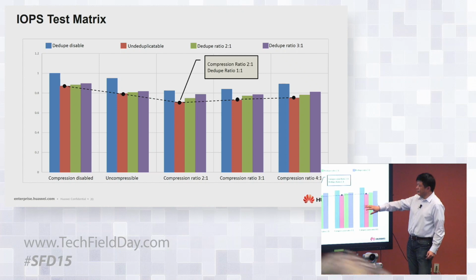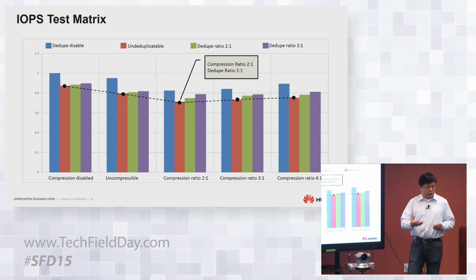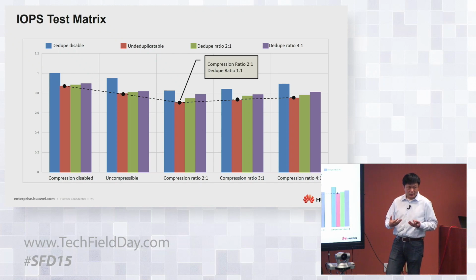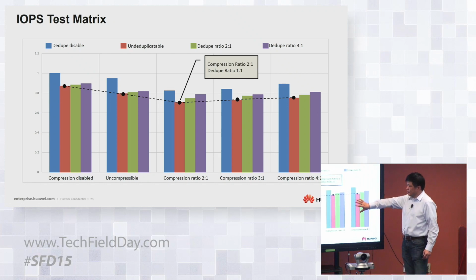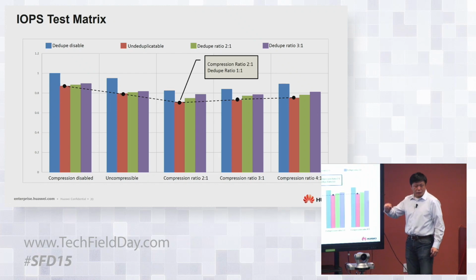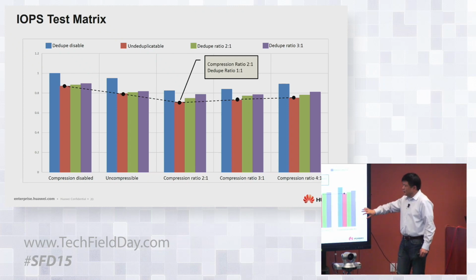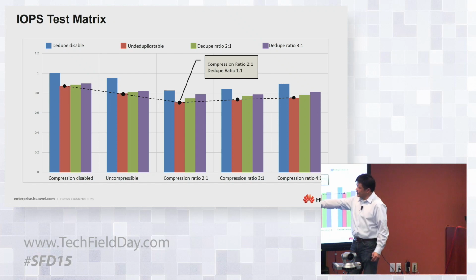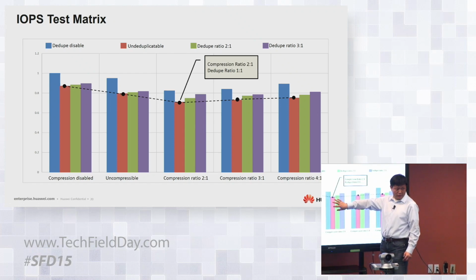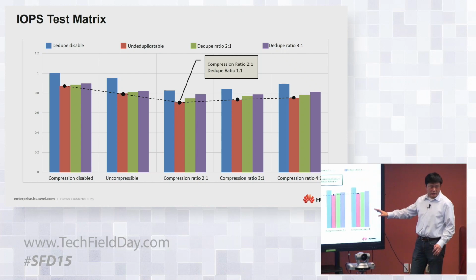Within each column group, we have different bars. The first bar, the blue bar, means we disable the dedupe. Regardless of the dedupe ratio of the input data, we just turn off the dedupe ability of the array. Then the red bar here is undedupable data. Then the dedupe ratio 2:1 and 3:1. You can see from here that this is our lowest performing point, so that's why we choose this for all the future slides.